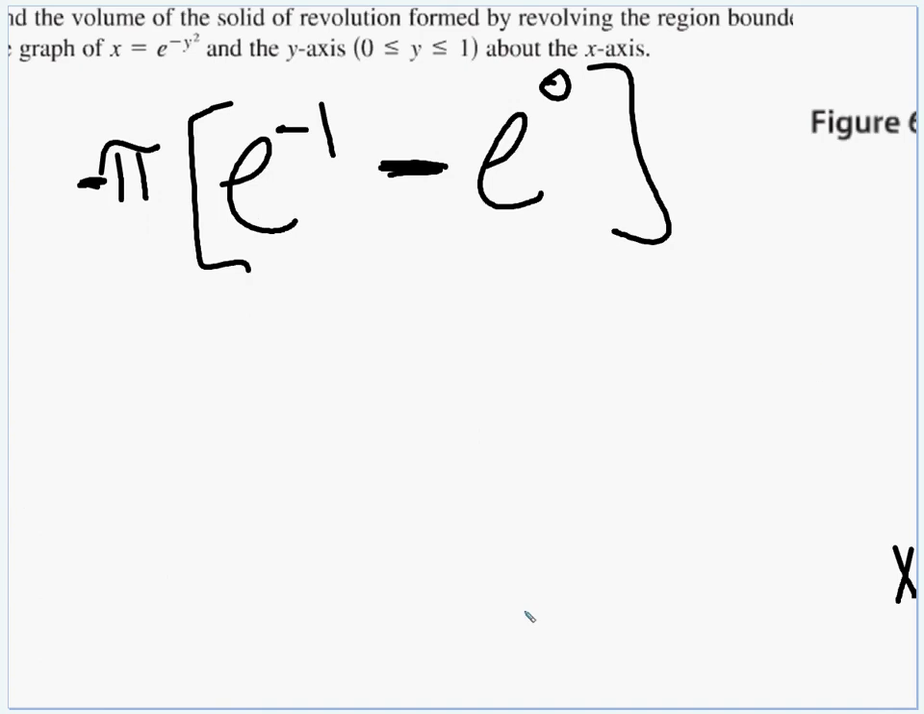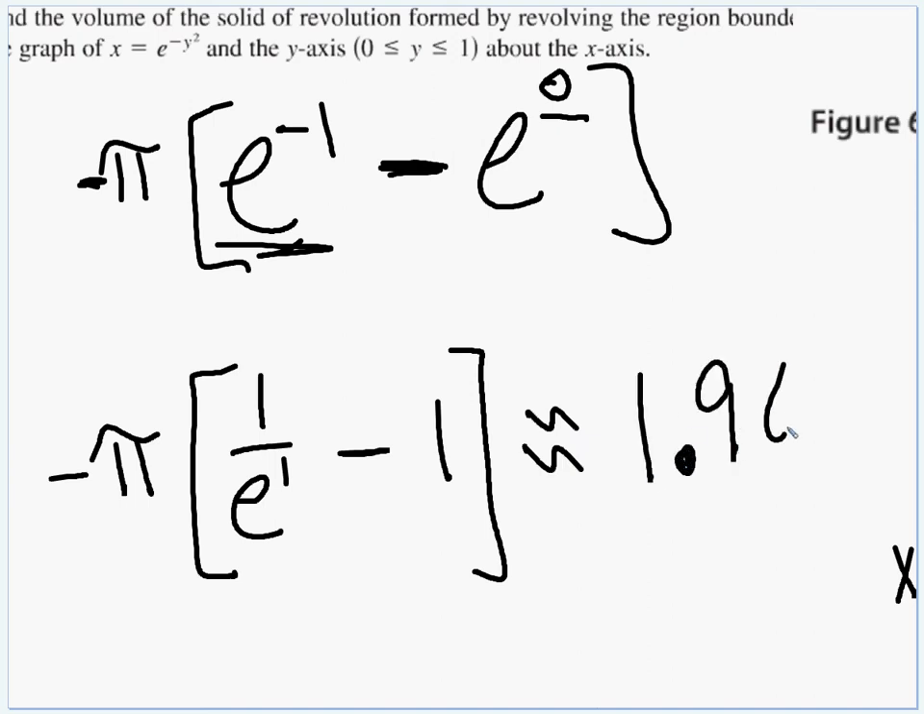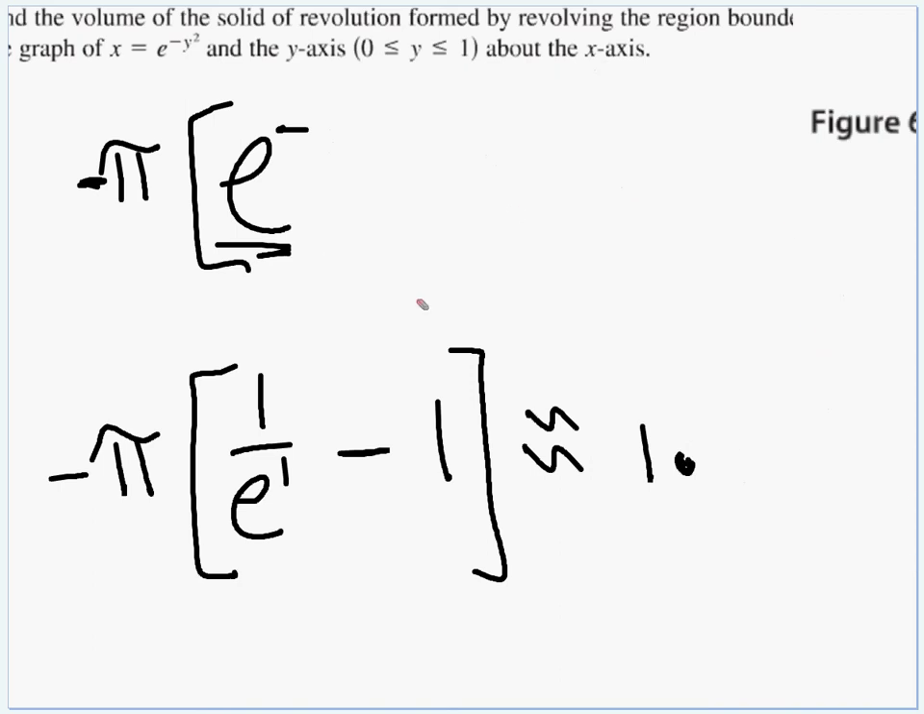And just to make this look a little prettier, we'll keep our negative pi out there. And then e to the negative 1, well, we could move that downstairs and make it a positive exponent. So that's 1 over e minus e to the 0 power. Anything to the 0 power is 1. On the AP test, I would leave my answer exactly like that. It is very exact. If they ask you to round it to 3 decimal places, we could just punch that in the old calculator, and you'd get about 1.986. And there we go. The volume of that rotational solid via the shell method.